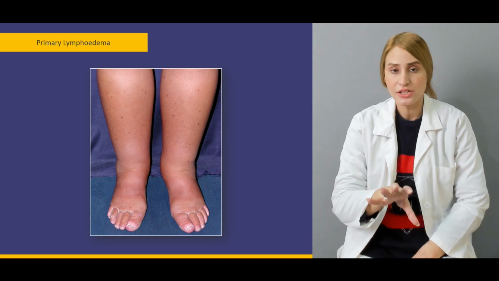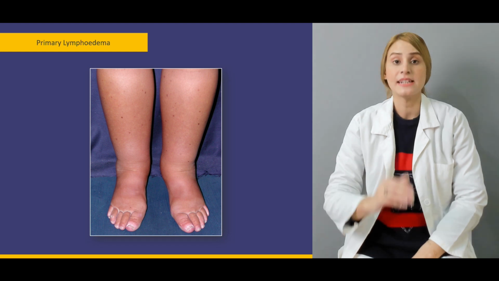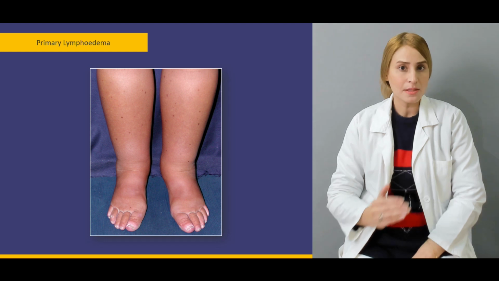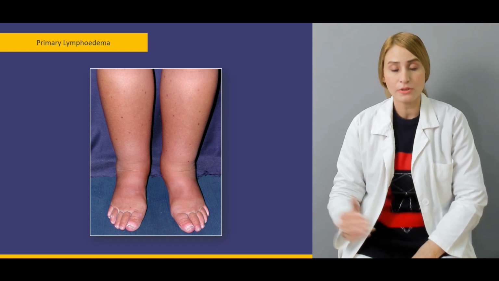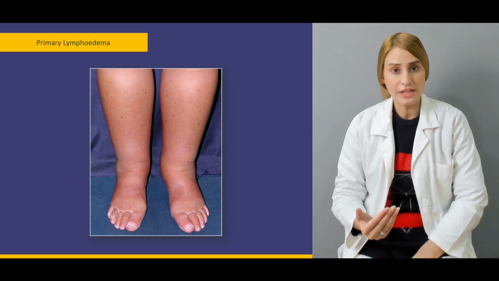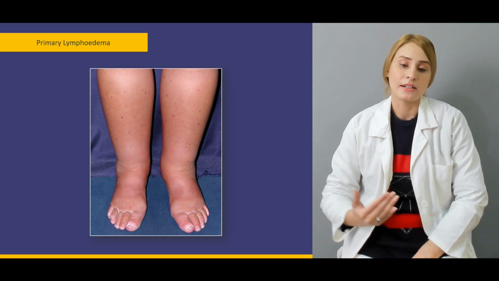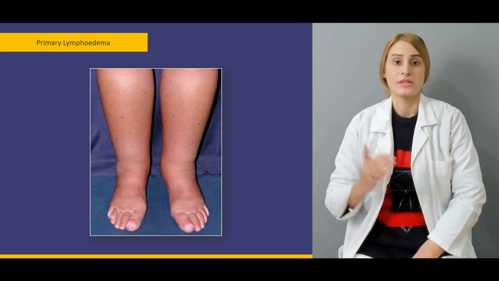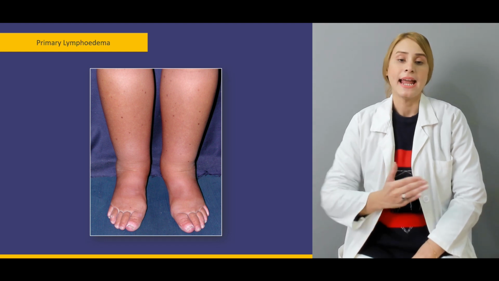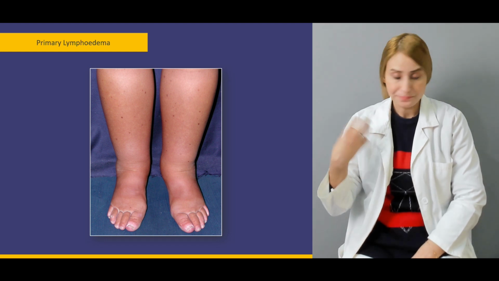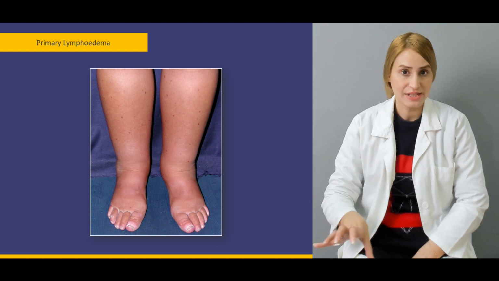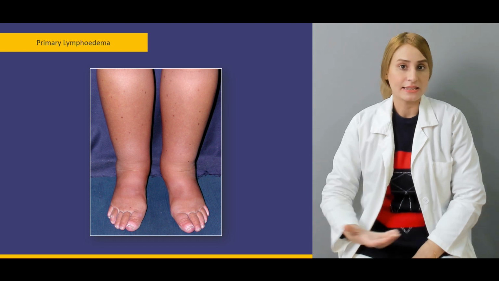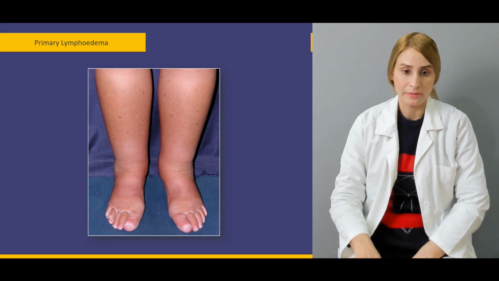That condition is called primary lymphedema, and it is usually considered to be because of some kind of congenital problem or inherited mutations that lead to the development of a hypoplastic or dysplastic lymphatic system. Later on, because of that, there's obstruction and stasis of the lymphatic fluid, and this leads to the development of primary lymphedema.